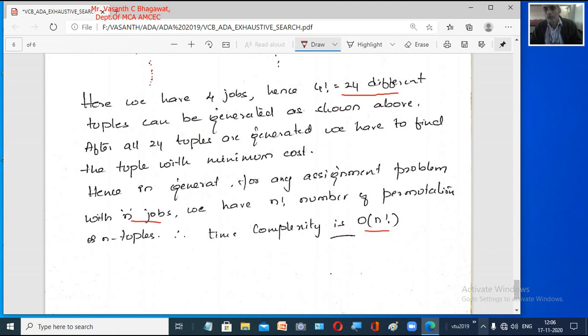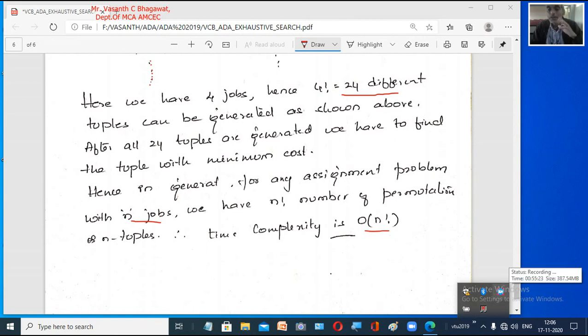In this particular session, we have discussed 3 important problems under exhaustive search: the assignment problem, travelling salesman problem, and knapsack problem. So this is about this particular concept. I hope it's very clear and you have understood.